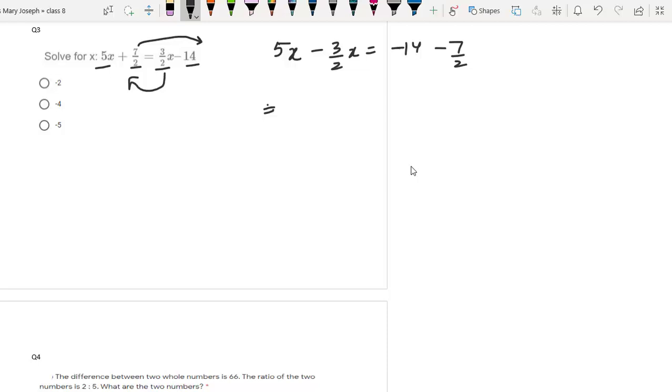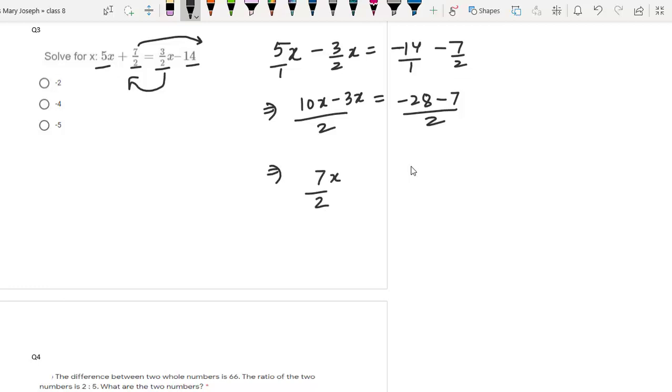Now we will take LCM on both the sides. LCM is 2 only, so it becomes 10x minus 3x is equal to, here also the LCM is 2, you can take it as minus 28 and minus 7. Further solving it, we will get 10x minus 3x equal to 7x upon 2 is equal to minus 28 and minus 7 is minus 35 upon 2.